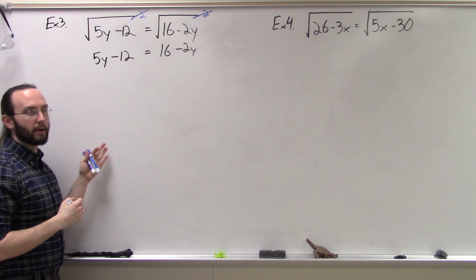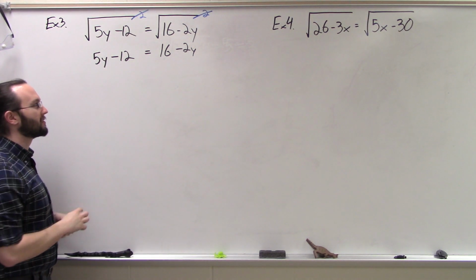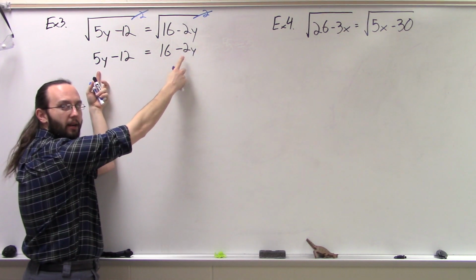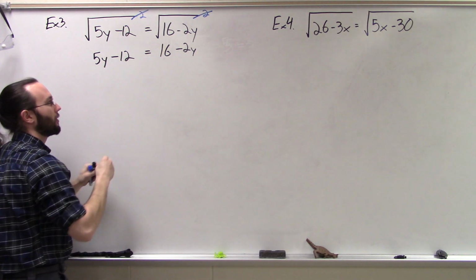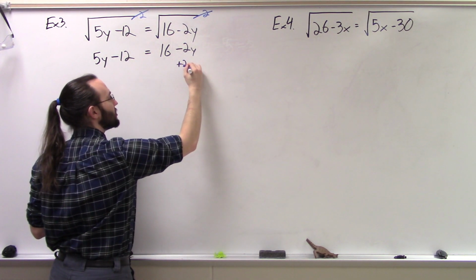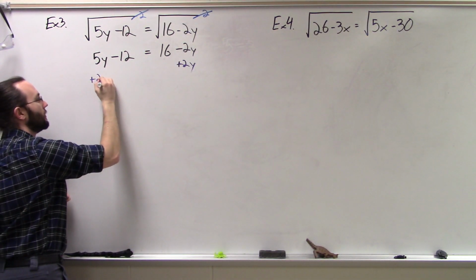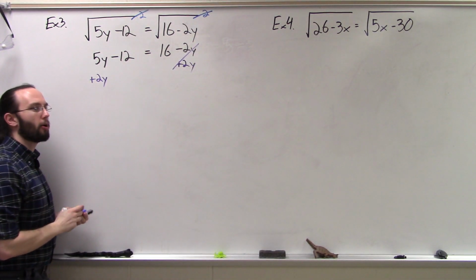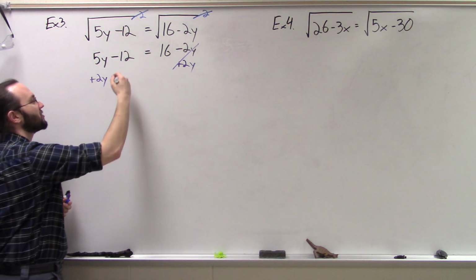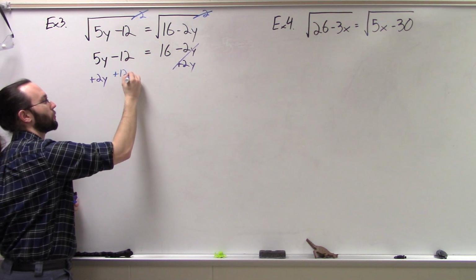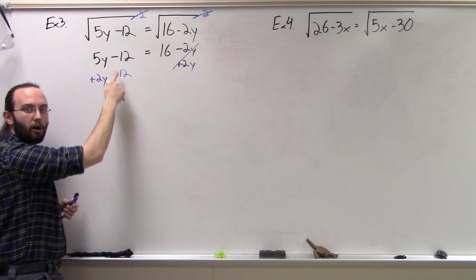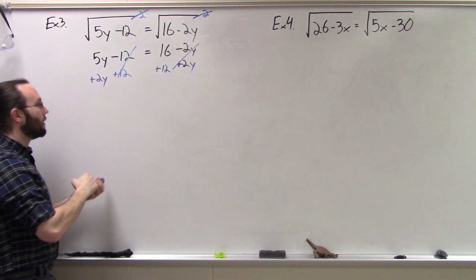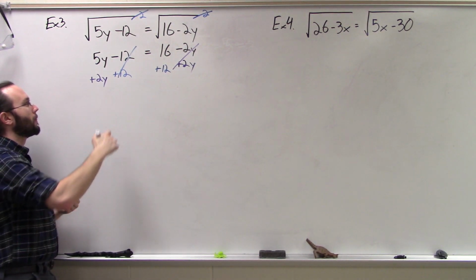We still have variables on both sides like the first two examples. We've got a 5y and a negative 2y. Well, negative 2 is smaller than 5. That's our little guy. So we're going to add 2y to both sides to get all of our variables on the left. And if I'm moving all my variables to the left, I also want to move all my constants to the right. So the opposite of minus 12 is plus 12. Adding 12 to both sides will move all of my constants to the right.